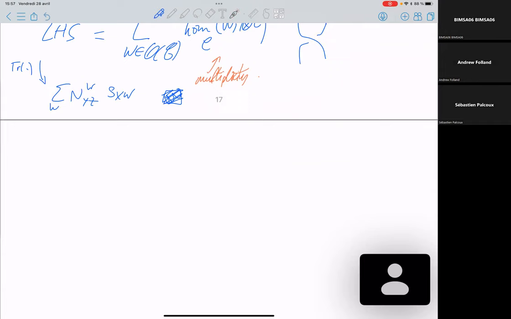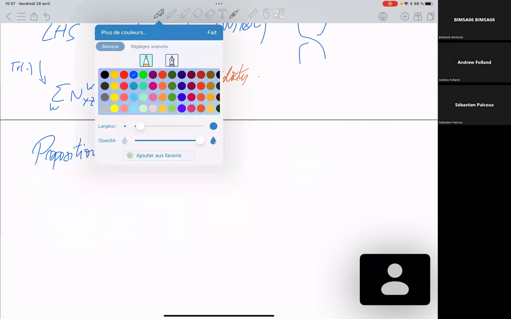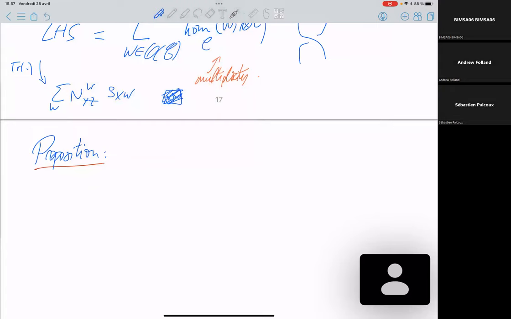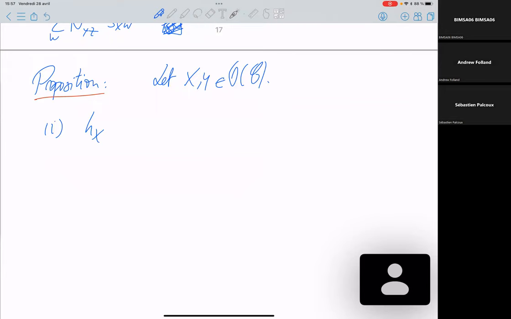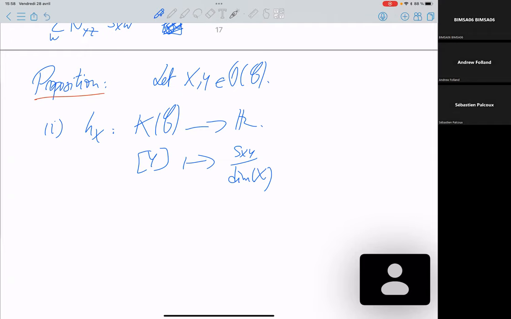Next proposition. Let X be a simple object. Consider the map H X from the Grothendieck ring of the category to the field K, where the class of Y maps to S X Y divided by the dimension of X. This is a character of the Grothendieck ring. Character in the sense of ring homomorphism.